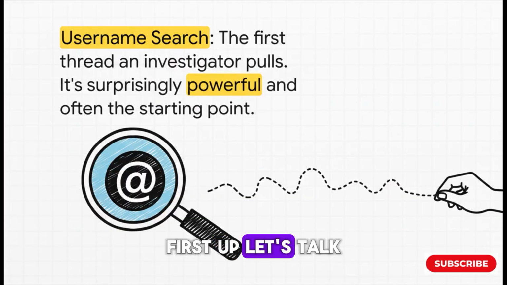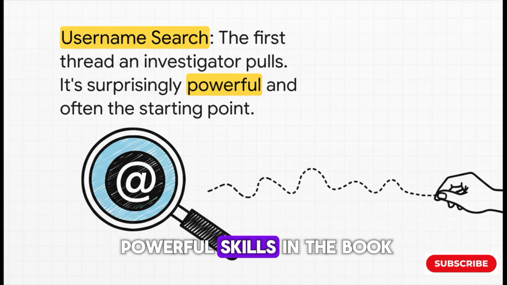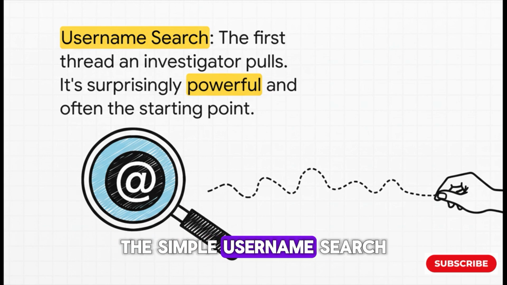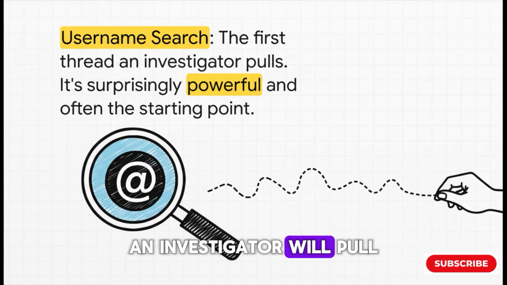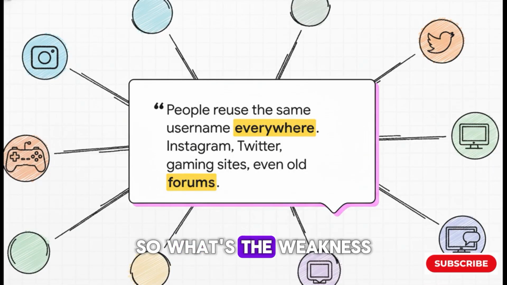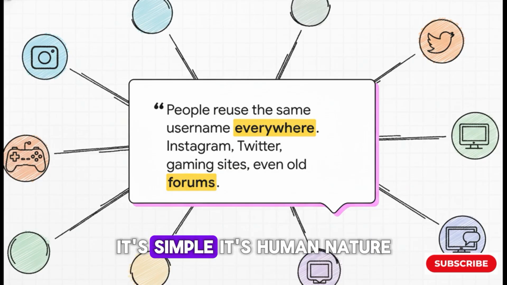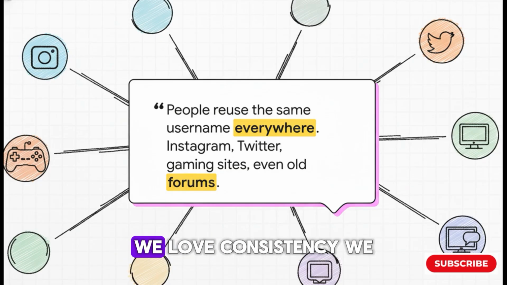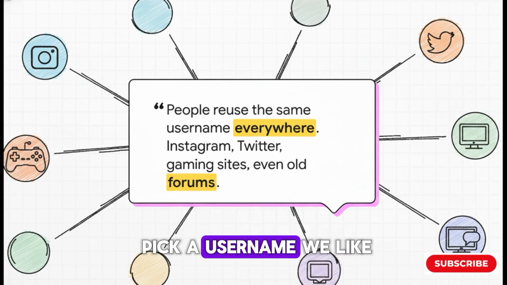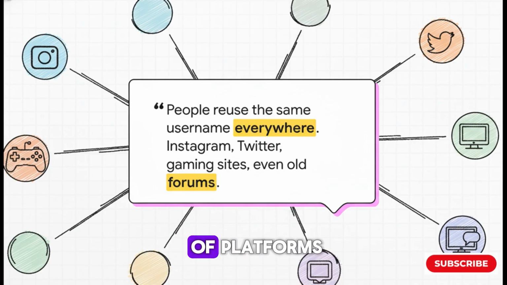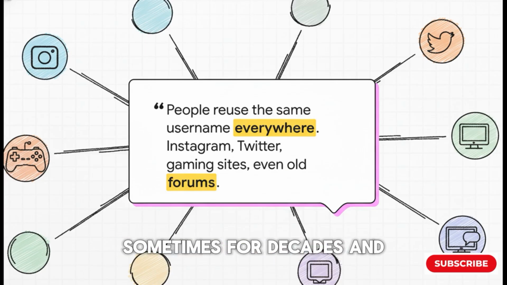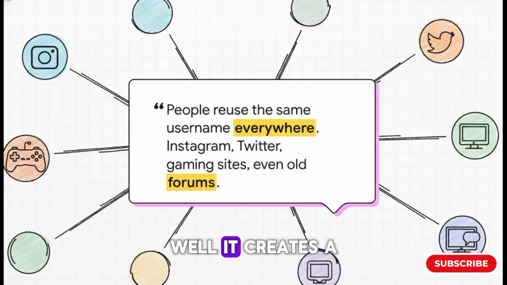First up, let's talk about one of the most underrated, but honestly, one of the most powerful skills in the book, the simple username search. This is often the very first thread an investigator will pull. So, what's the weakness it exploits? It's simple. It's human nature. We love consistency. We pick a username we like, maybe back when we were teenagers, and we just stick with it across dozens of platforms, sometimes for decades. And that consistency, well, it creates a bright, clear trail right back to us.